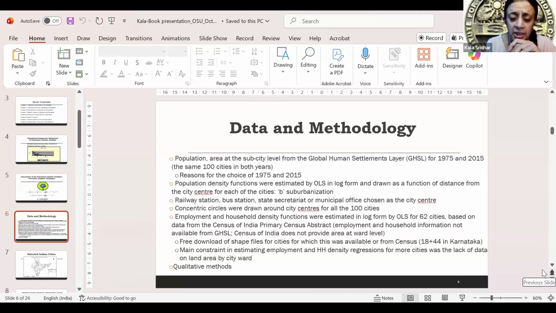And in addition to using the standard urban model and estimating population density gradients for all of these cities, we also use some qualitative methods, like having a focus group discussion with academics, realtors, policymakers, and developers to understand the extent of suburbanization and what that means for their investments. So I will summarize those things later.